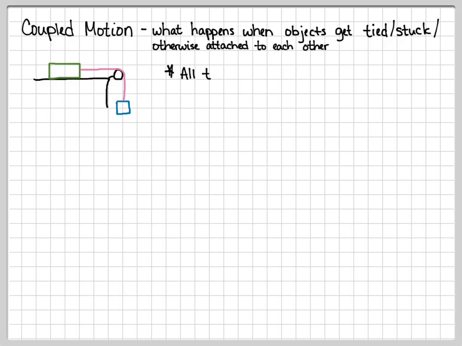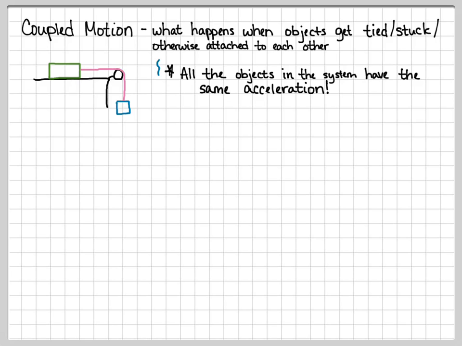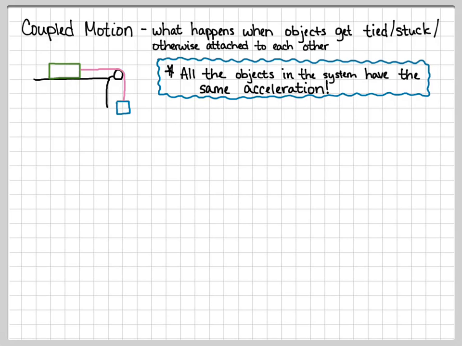So the key point that you may have got from the lab is that all of the objects that are stuck together, tied together, whatever, they all have the same acceleration. And this makes sense because however fast one is going to move, the other one's going to move because it's stuck together. So all of these objects have the same acceleration. This is a critical point that would be very, very good to remember.